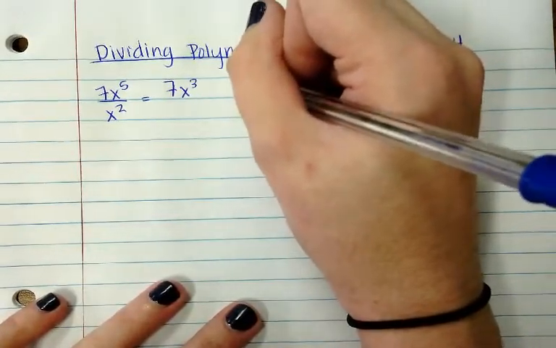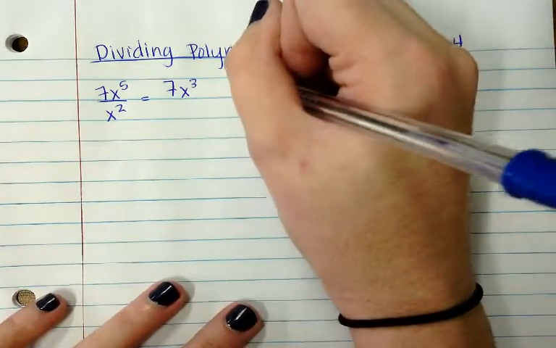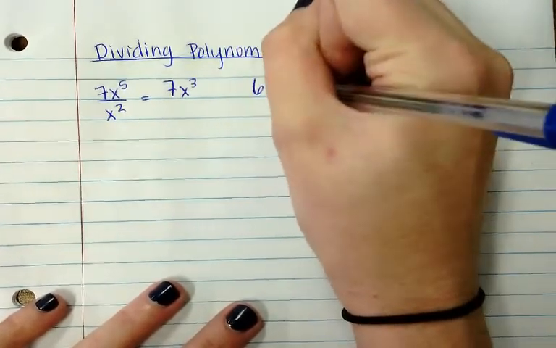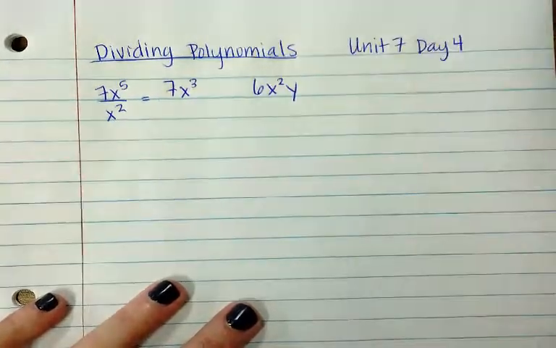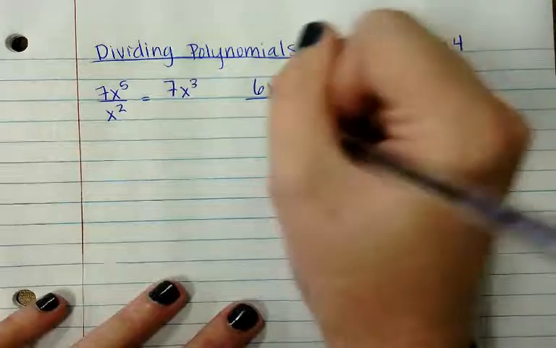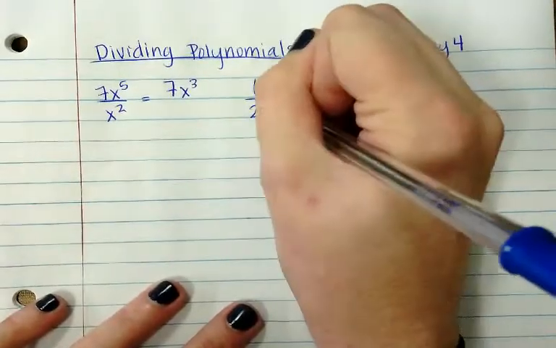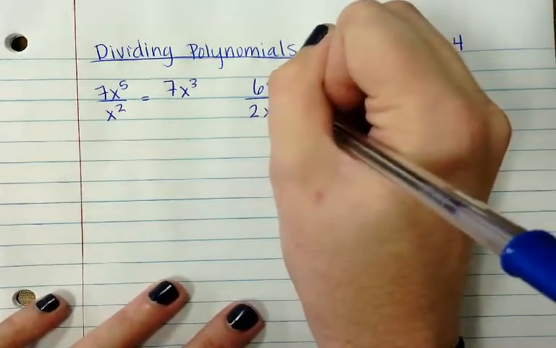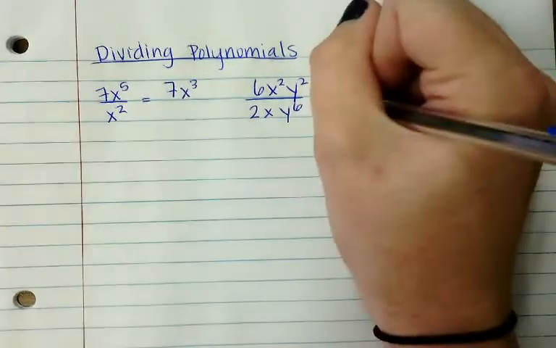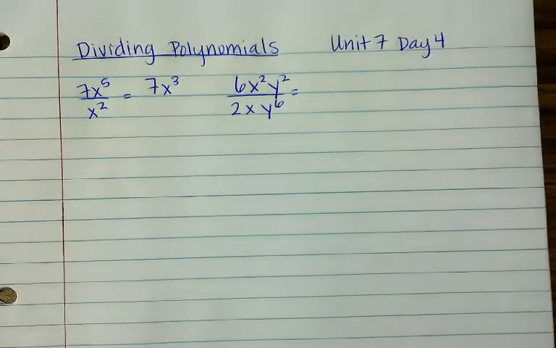Now we're going to do another little good refresher here. Let's say I have 6x squared y squared, and I'm going to do that over 2x y to the 6th power. All right, guys? So if we are going to simplify this lovely little guy here, we have to treat each thing on its own.